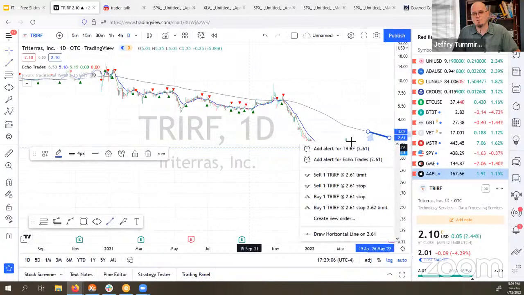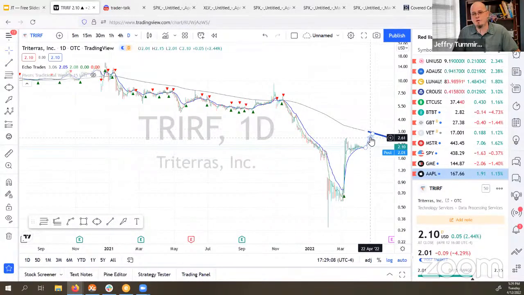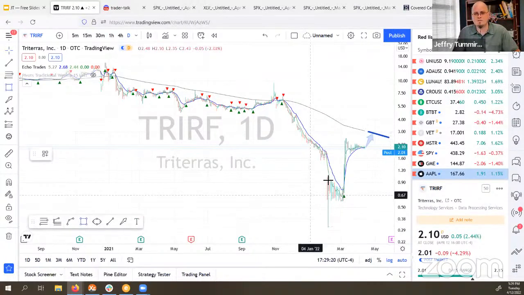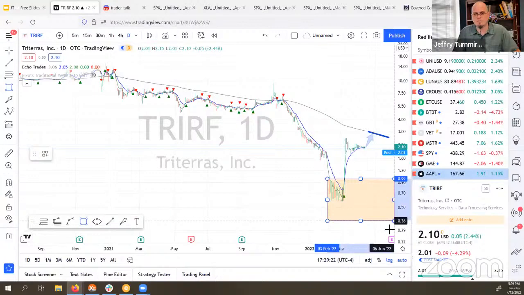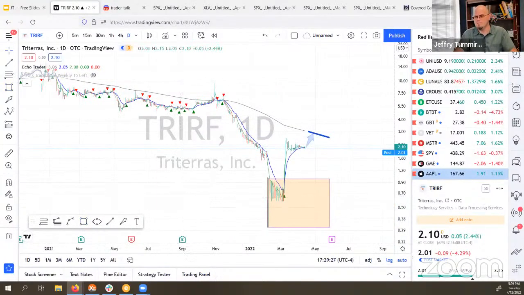Right there's where I expect it to come up. If it can't make it that high, then it's going to retest this low area around 50 cents. Looks like even down to 30 cents. So this consolidation it did, it'll probably retest that area.